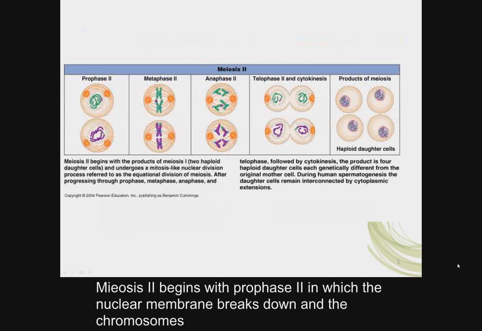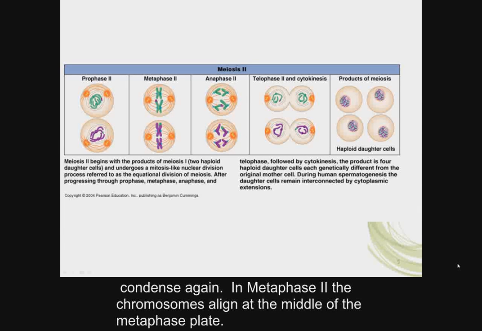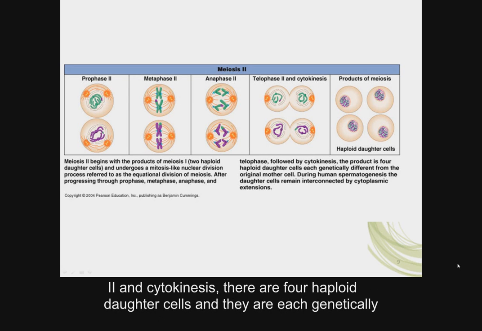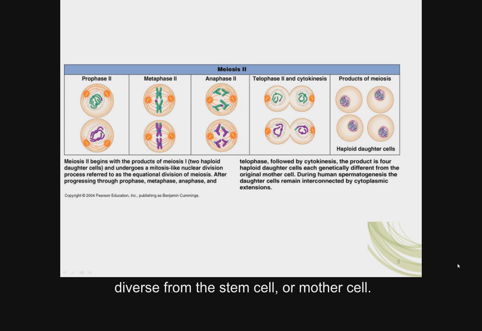Meiosis 2 begins with prophase 2, in which the nuclear membrane breaks down and the chromosomes condense again. In metaphase 2, the chromosomes align at the middle of the metaphase plate. During anaphase 2, the sister chromatids are separated. Finally, at the end of telophase 2 and cytokinesis, there are 4 haploid daughter cells, and they are each genetically diverse from the stem cell, or mother cell.